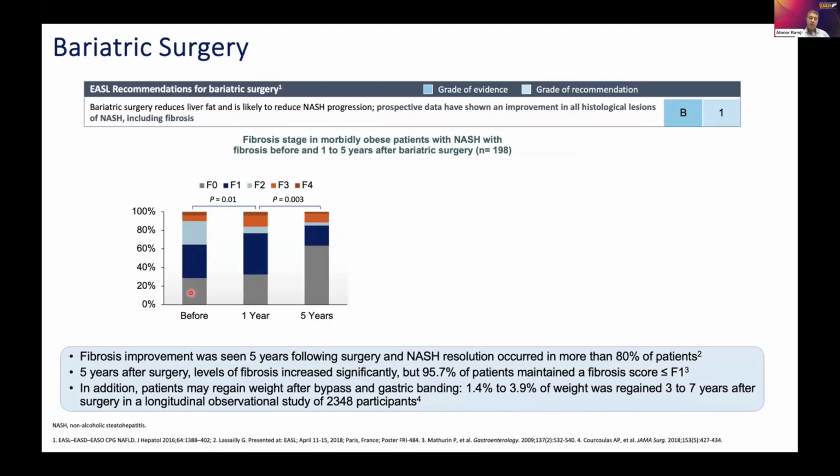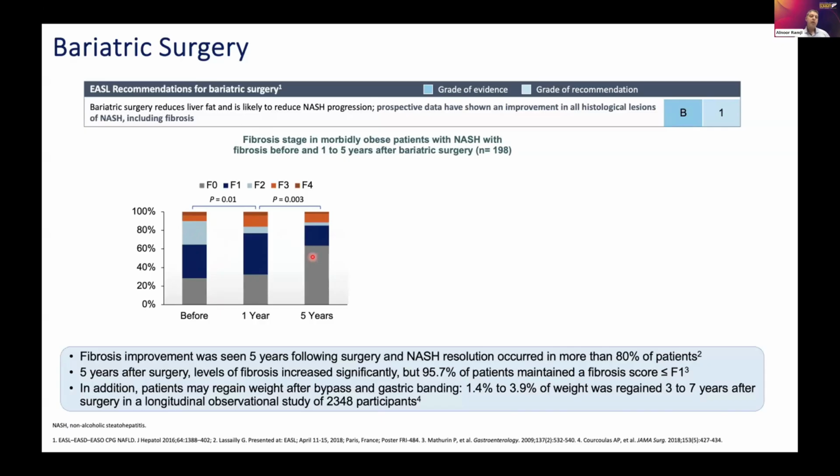Patients with minimal fibrosis are in the gray and blue, and moderate and extensive fibrosis in the lighter blue and reds. And you see when you go from baseline to year 5, you see a proportion increase in F0 or F1, so minimal fibrosis. So you get regression of fibrosis in these patients with bariatric surgery.